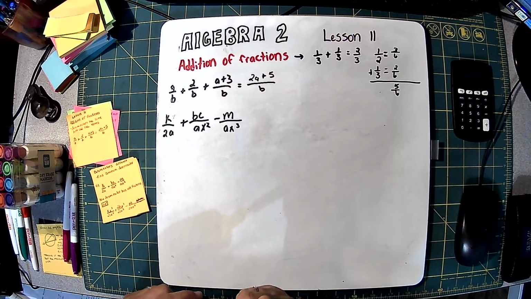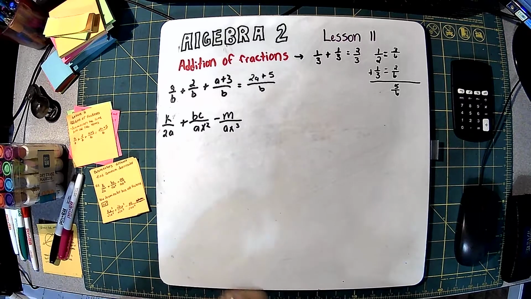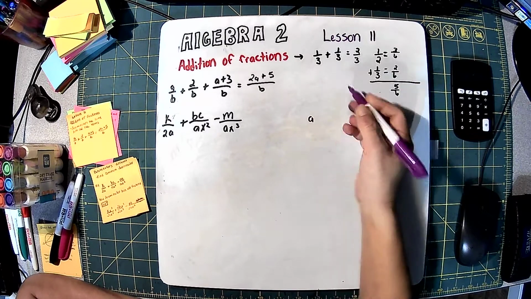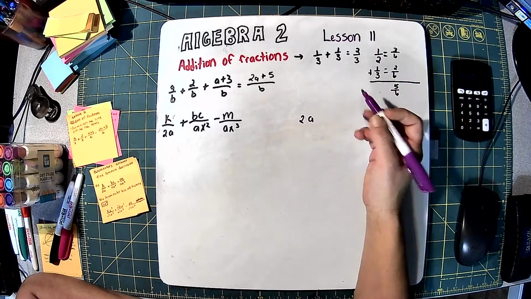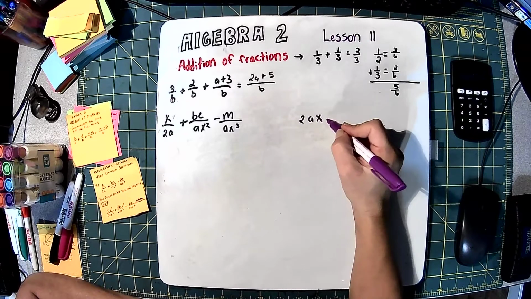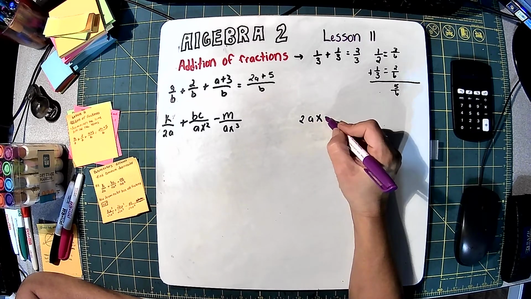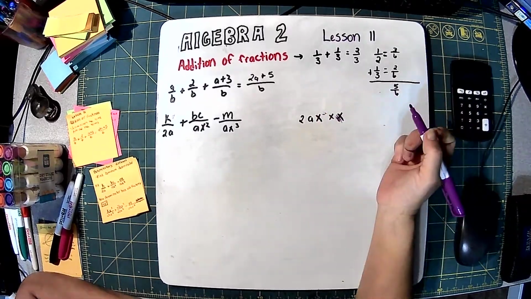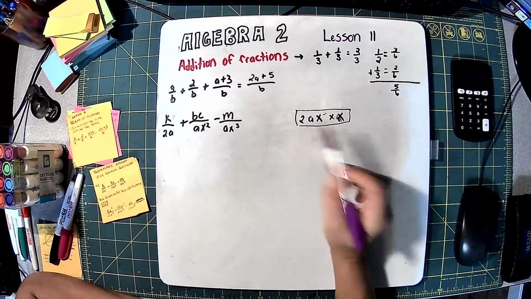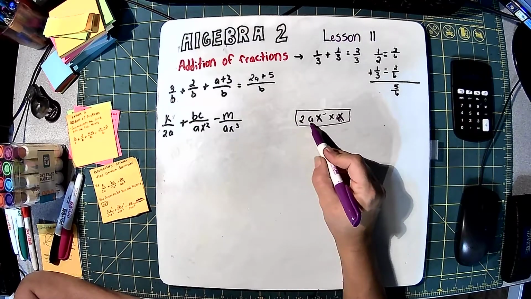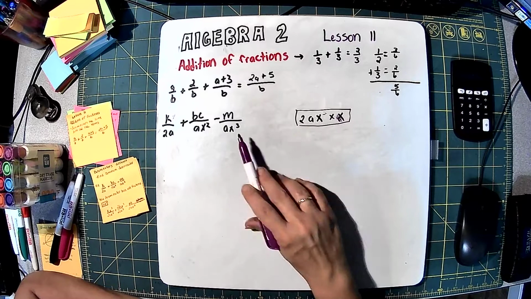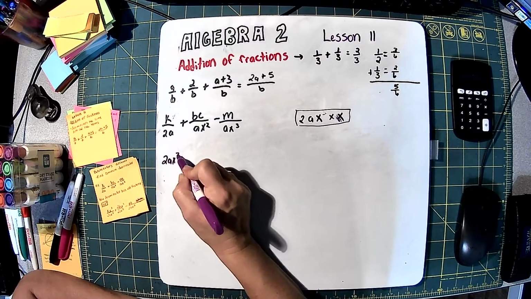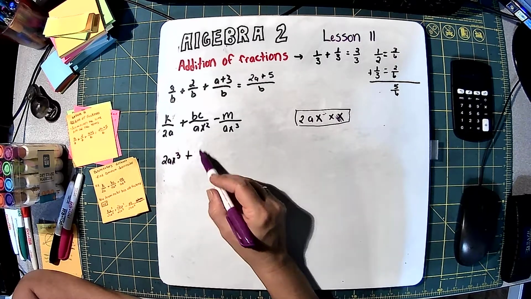Okay, so I have to come up with the least common multiple of all of these factors. So my factors are a and 2 and x squared and x to the third. That just means that I've got 3 x's in there. So that's what my new bottom has to be. 2, a, and then x to the third. And this is going to be the same for all of my terms.